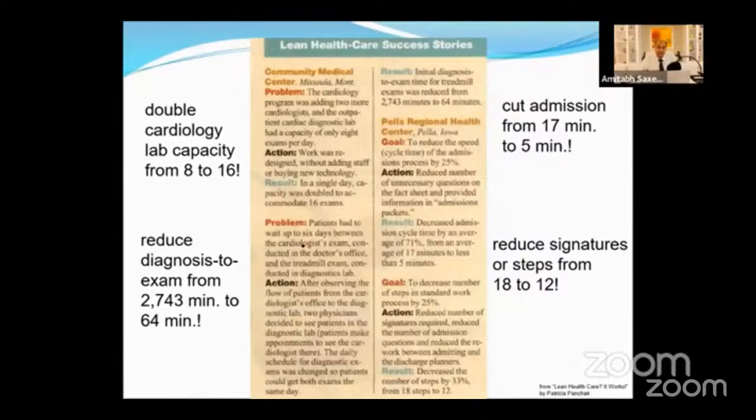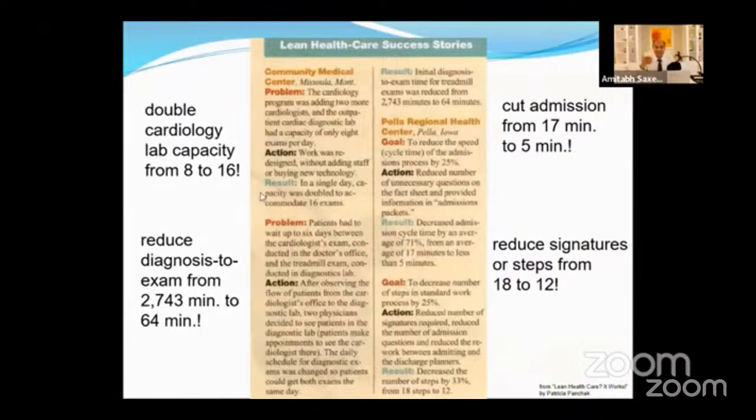How? Earlier, the patient had to wait up to 6 days between the cardiologist exam conducted in the doctor's office and the treadmill exam, which was conducted somewhere else in the diagnostic labs. So typically, you see, patients are moving from one place to another place. What we did, after observing the flow of patients from the cardiologist's office to the diagnostic lab, which was a waste of movement, waste of transportation, 2 physicians decided to see the patients in the diagnostic lab. Now patients make appointments to see the cardiologist there, and the daily schedule for diagnostic exam was changed so that the patients could get both exams done on the same day. So you are keeping in mind the convenience of the customers. Your patient-centric process.